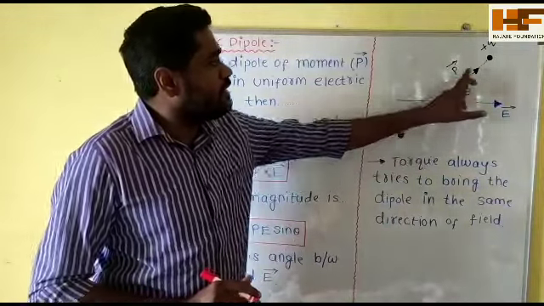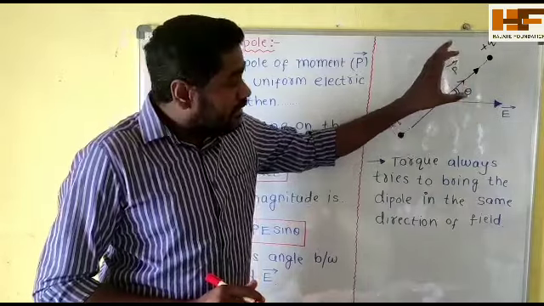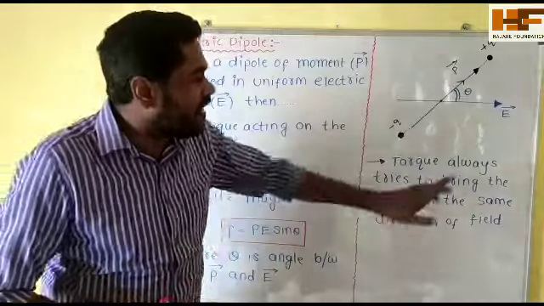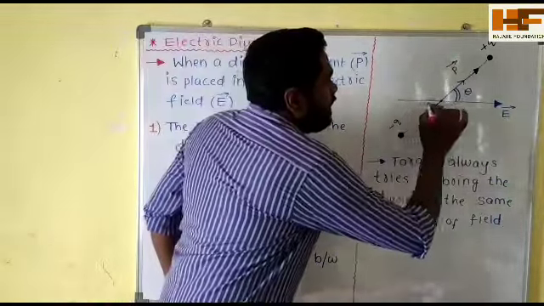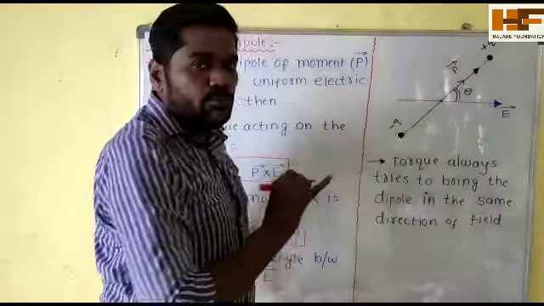This is a negative charge, this is a positive charge. The dipole moment is P bar. This dipole is placed in a uniform electric field. That uniform electric field is E bar. This line indicates the electric field. This line indicates what? The dipole moment.